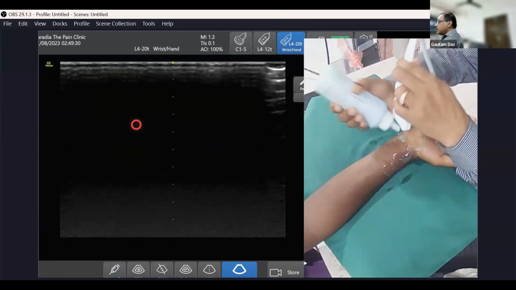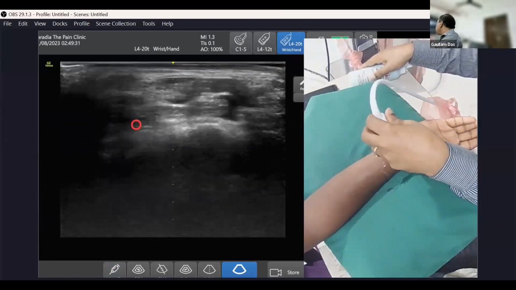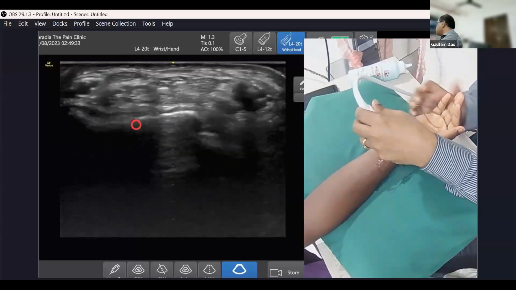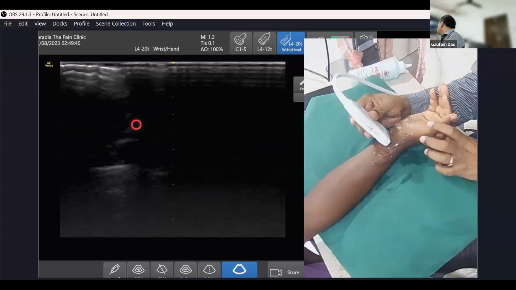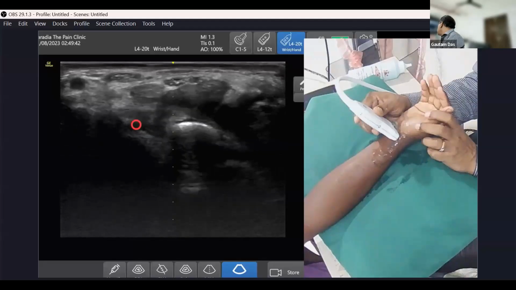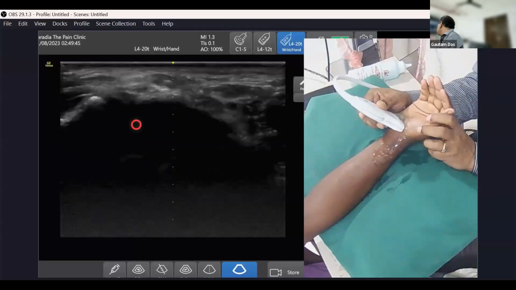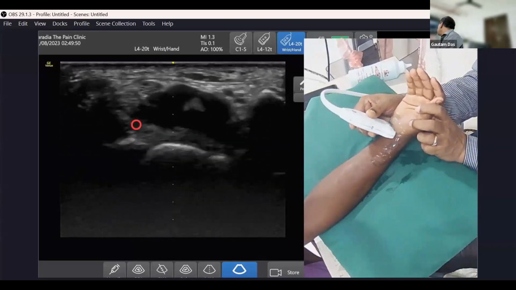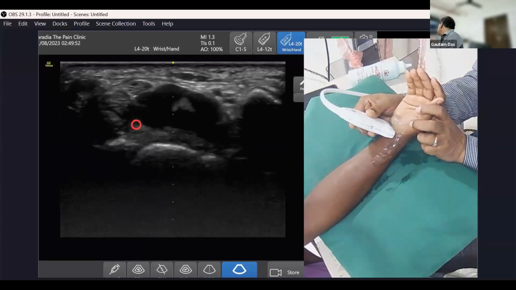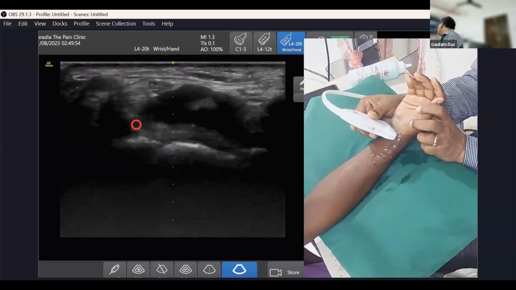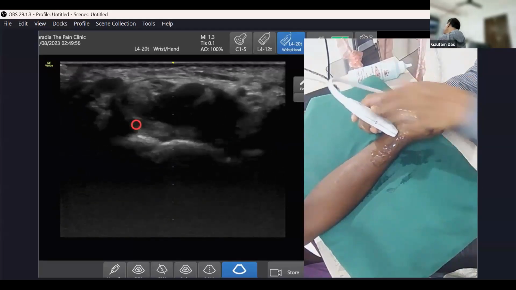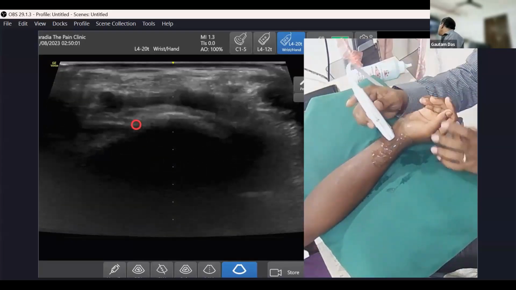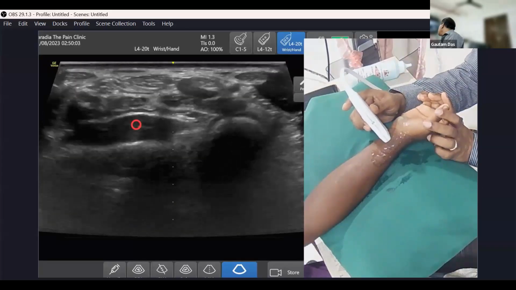So distal carpal tunnel is a little difficult to see, but if we are following this, it will be easy. This was your proximal carpal tunnel, and you can see the ulnar artery pulsation very nicely. This was your proximal carpal tunnel. So now, if I am going, we'll be able to see a larger area.